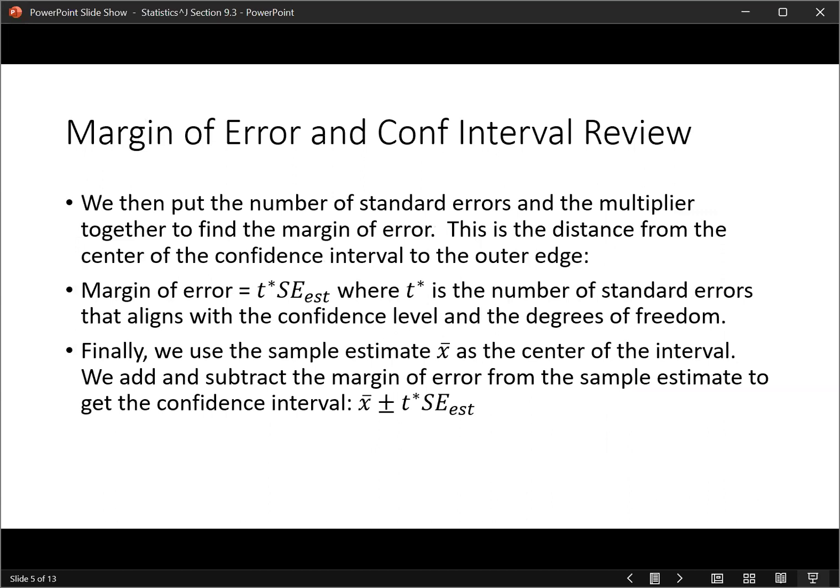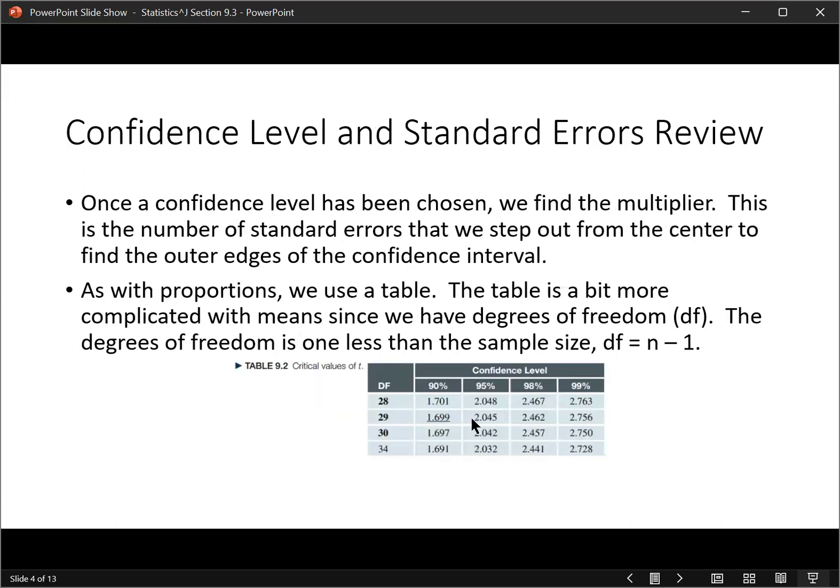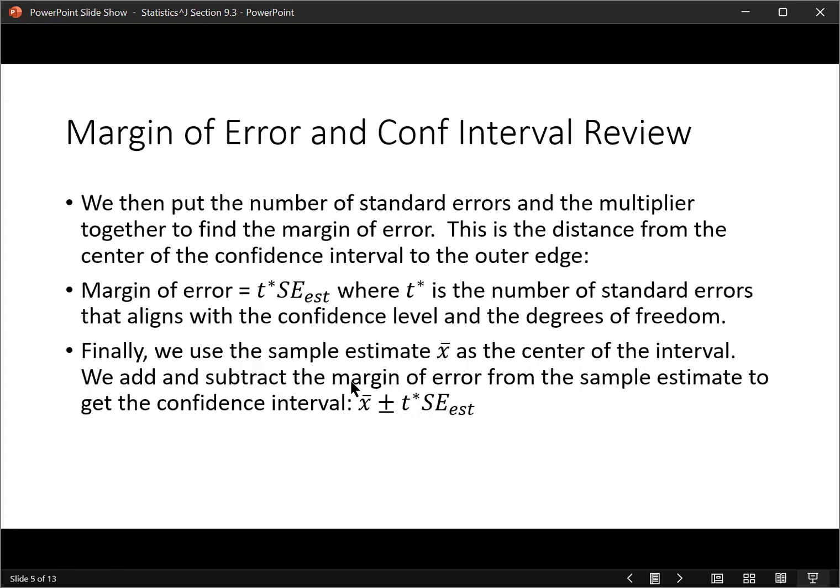Once you've found the multiple, you can calculate the margin of error. So what is the margin of error? It's the multiple, that's the t star. Whatever thing that you find, that's the t star. Then you take the t star and multiply it by the standard error estimate. And t star was what we just found in that table.